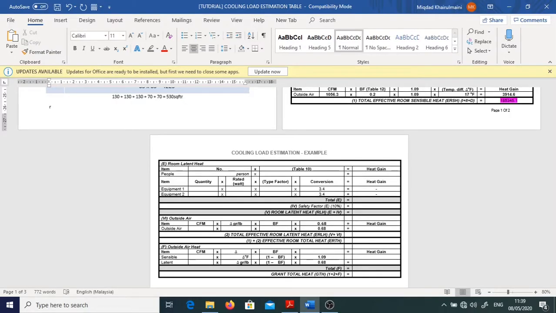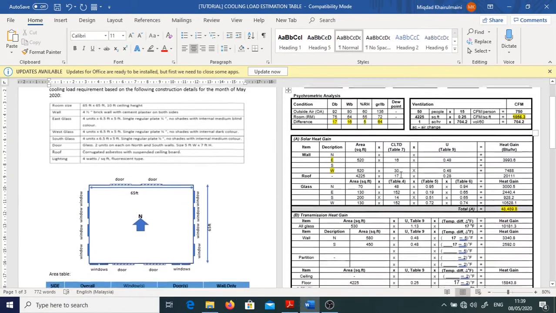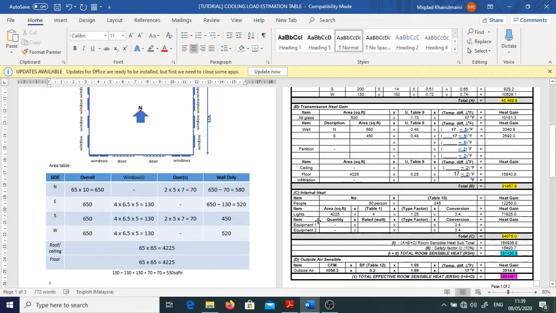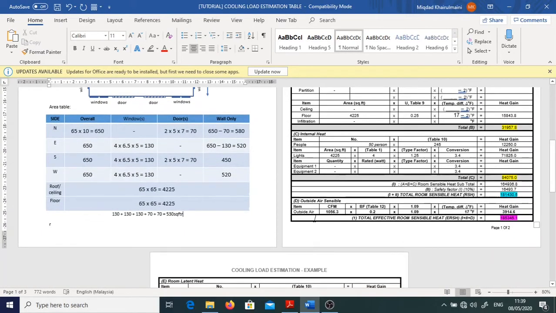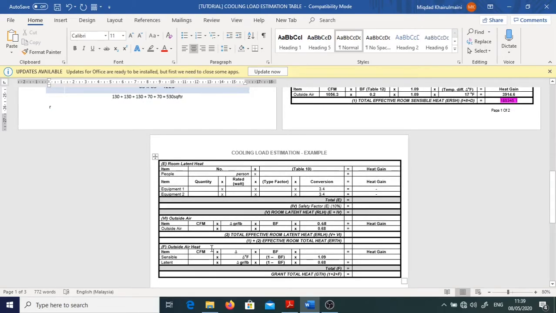So in this tutorial video, we will try to finish filling in our cooling load estimation table for our example. So this is the last part, part 3. We have filled in part 1 solar heat gain, part 2 transmission heat gain and also internal heat gain and outside air sensible. So for part 3 we will fill in the room latent heat, outside air latent, and finally outside air heat, both sensible and latent.